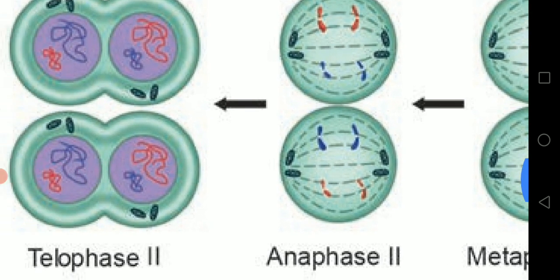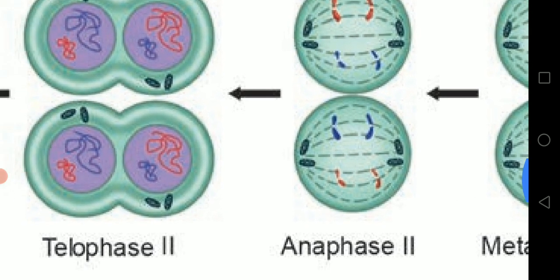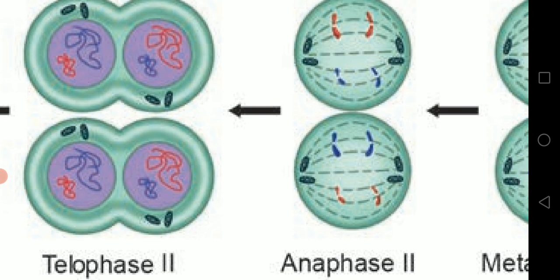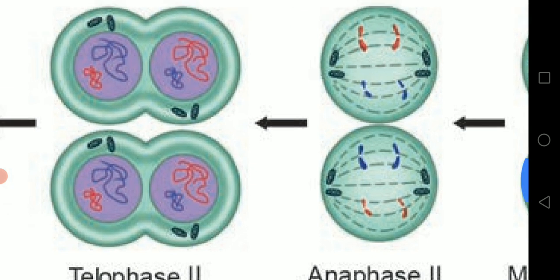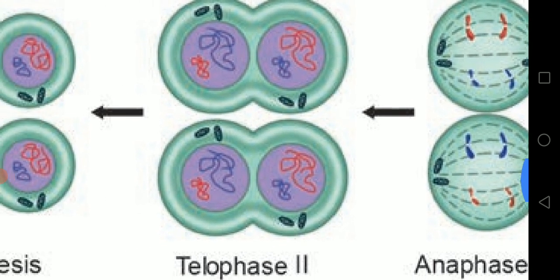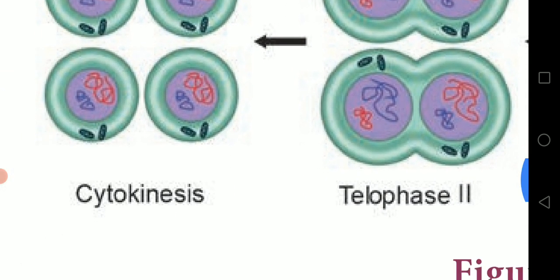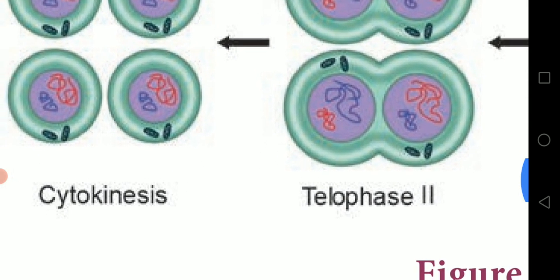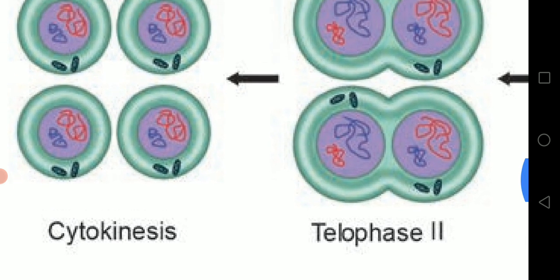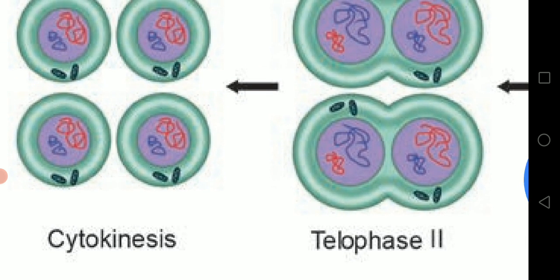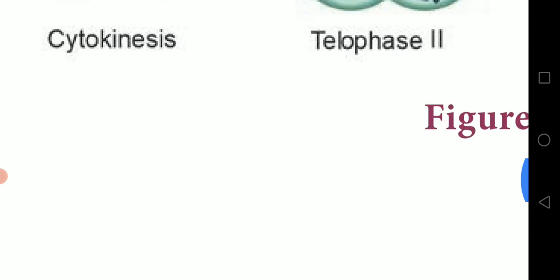The next phase is telophase 2. Here, the daughter chromosomes are centered. The nuclear membrane and nucleolus appear. The next event is cytokinesis 2. Two cells are formed from each haploid daughter cell, resulting in the formation of 4 cells with a haploid number of chromosomes.